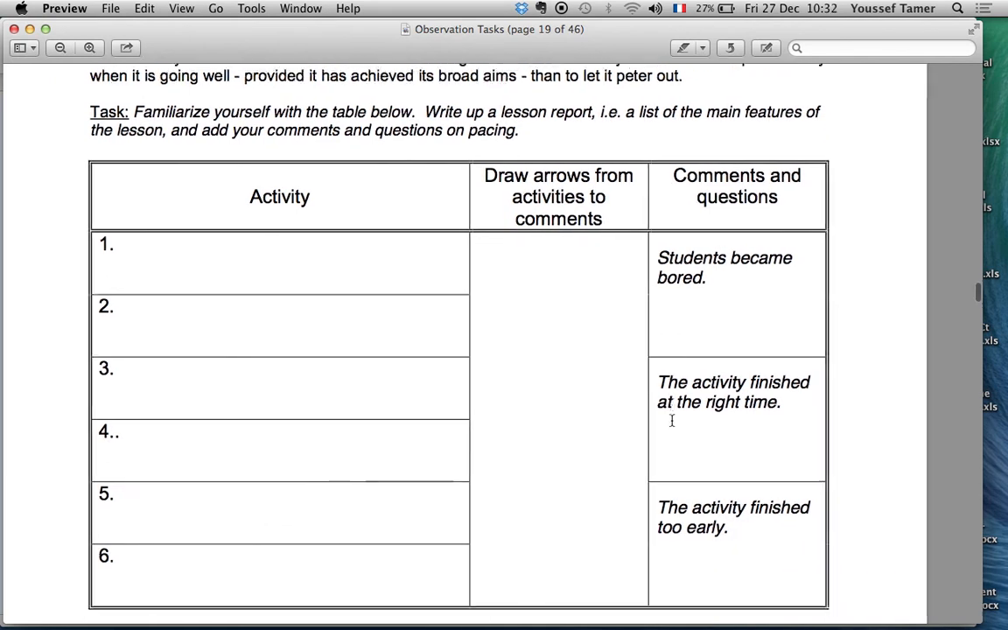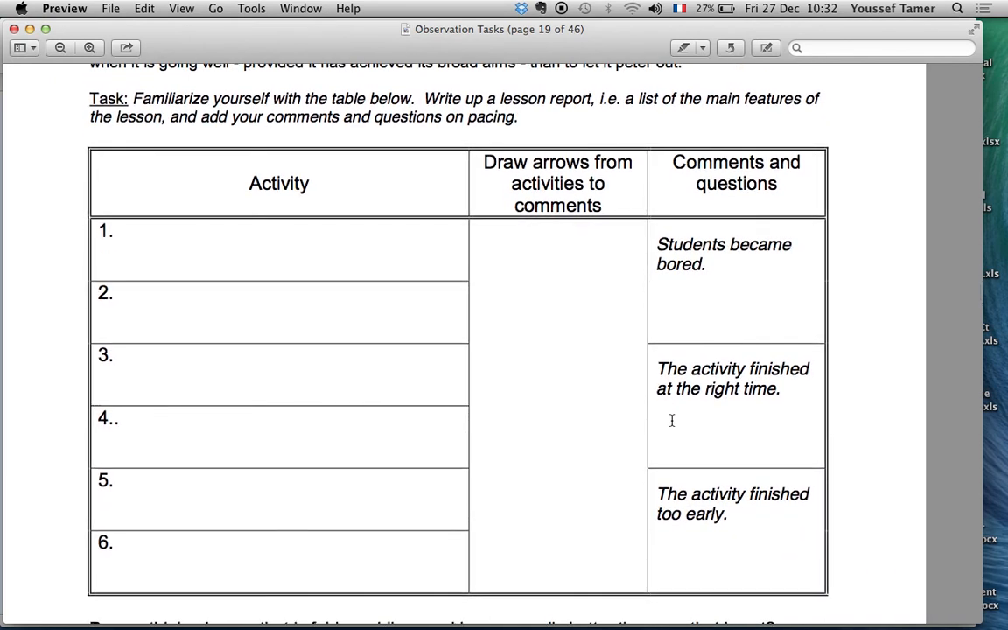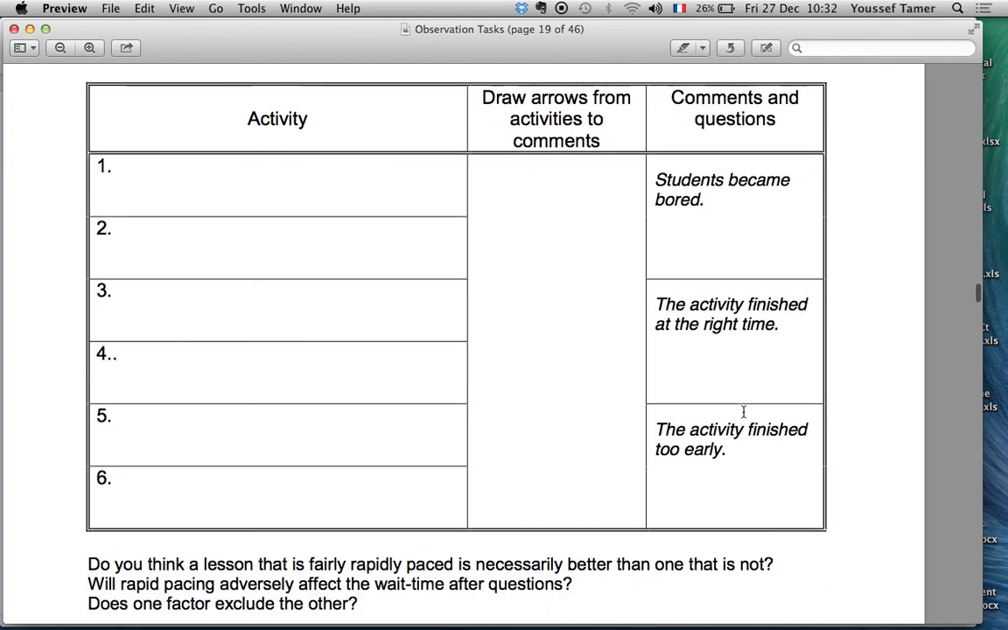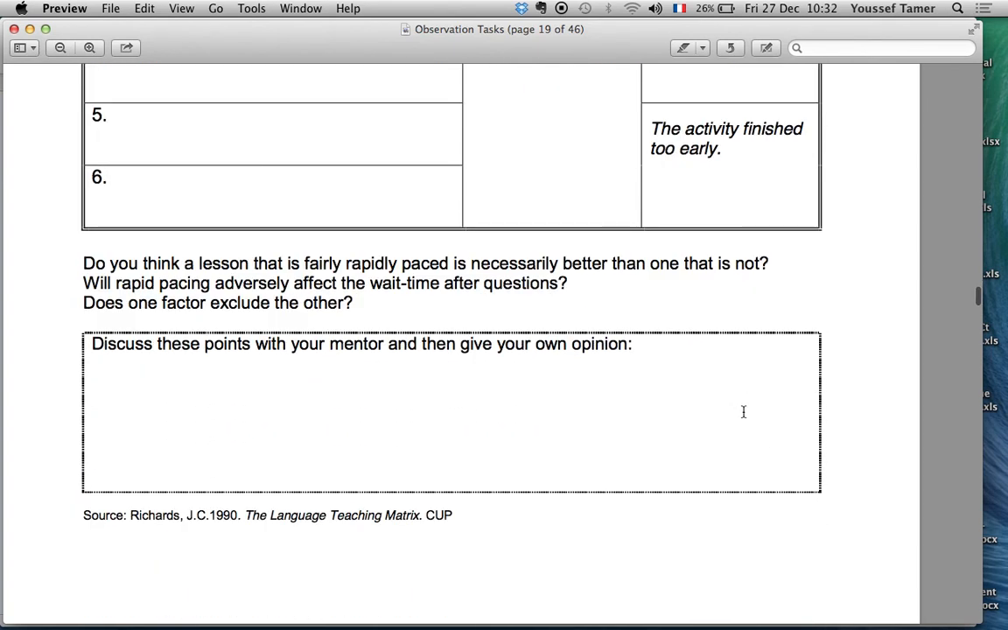So, what you can do as a task to observe this, familiarize yourself with the table below. Write up a lesson report, a list of the main features of the lesson, and add your comments and questions on pacing. So, the mentor makes his plan, and you are going to provide your report about the teacher's lesson plan. Draw arrows from activities to commands, and then commands and questions. Students became bored, the activity finished early, etc.